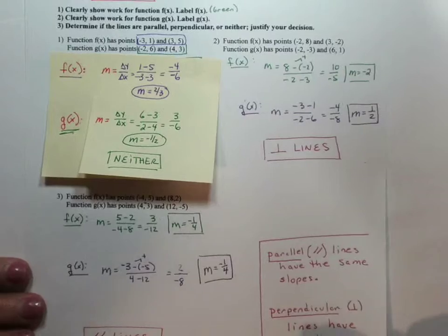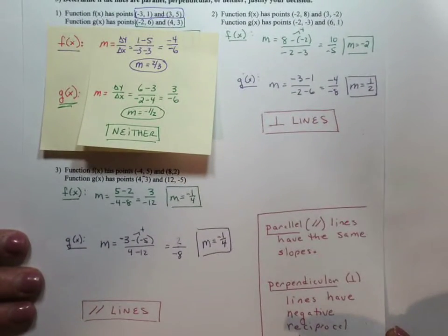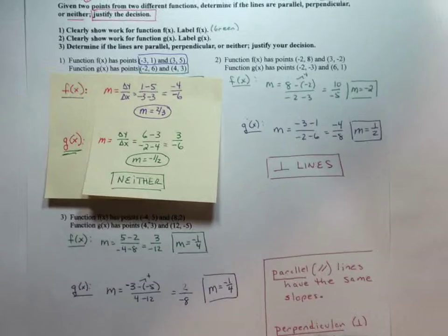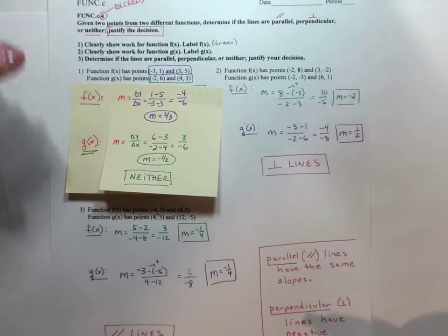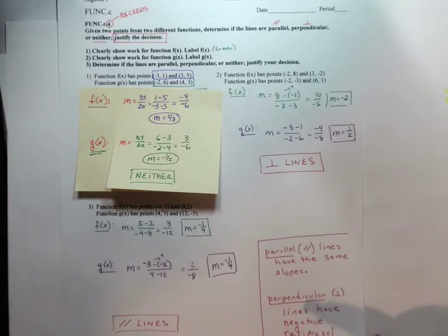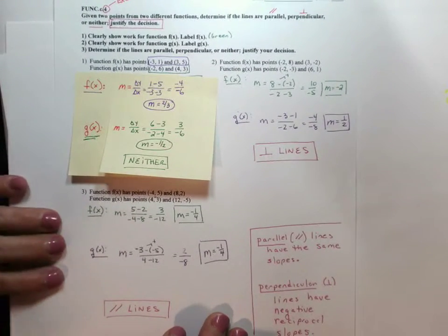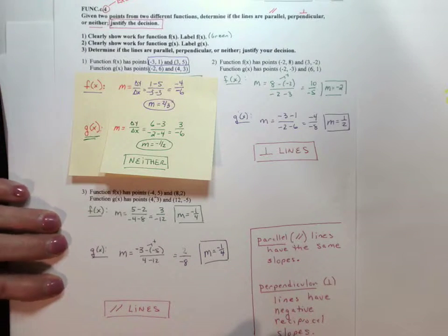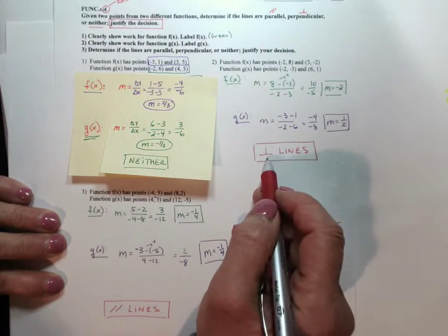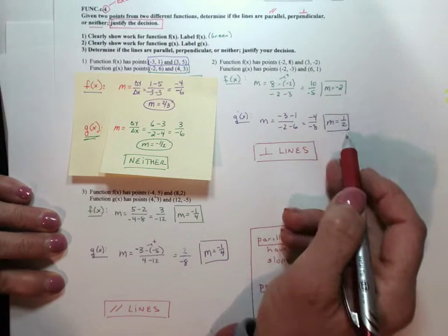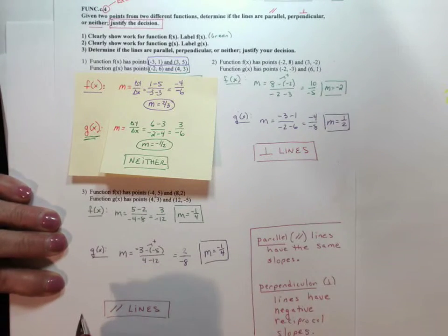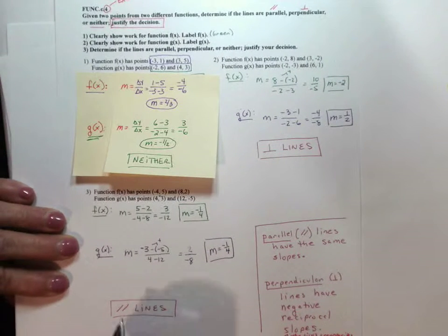And then for the exceeds, there's 2 more examples. So this is for the exceeds. I have one of each type. This one is perpendicular. These are opposite signs and reciprocals. And here is parallel lines.